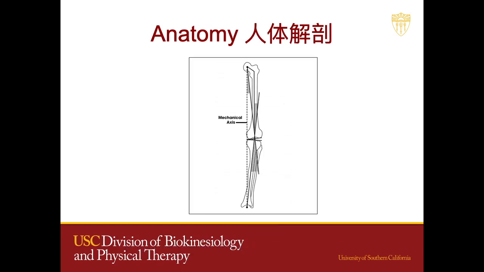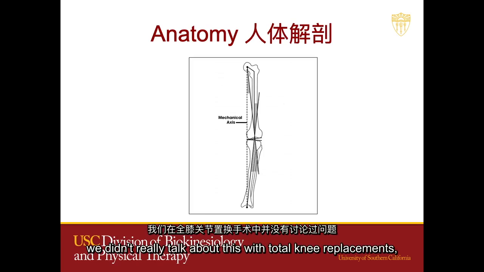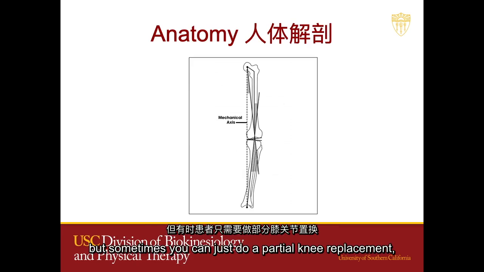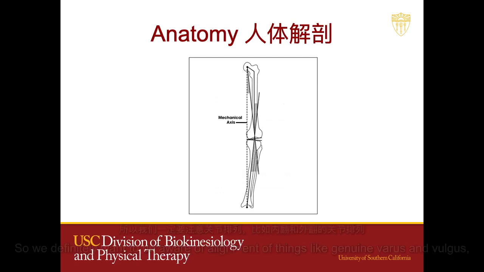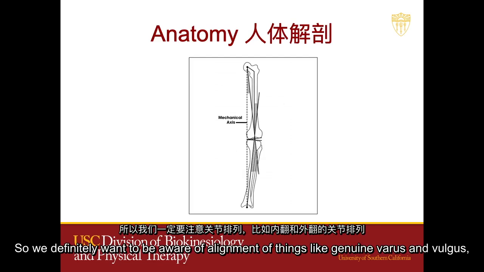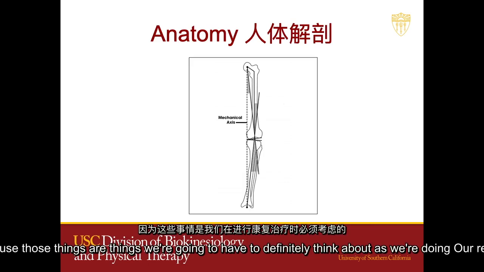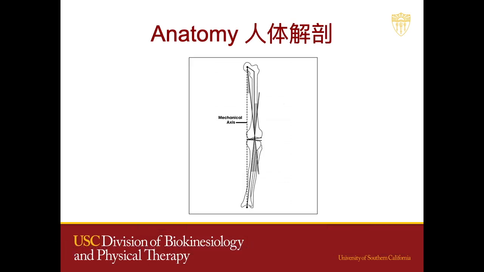We didn't really talk about this with total knee replacements, but sometimes you can just do a partial knee replacement where the doctor just goes in and replaces either the medial or lateral side where that cartilage is wearing down. So we definitely want to be aware of alignment, things like genu varus and valgus, because those are things we're going to have to think about as we're doing our rehab.